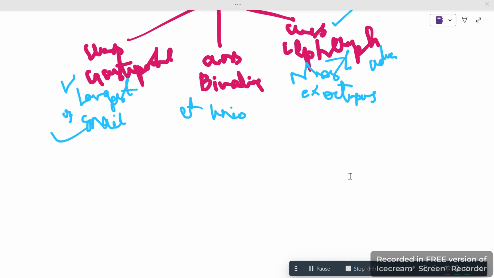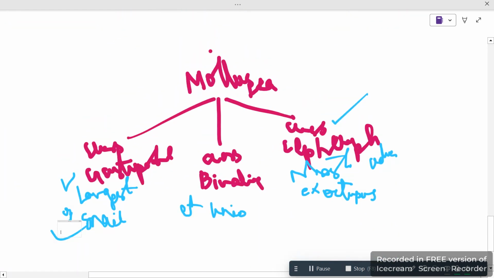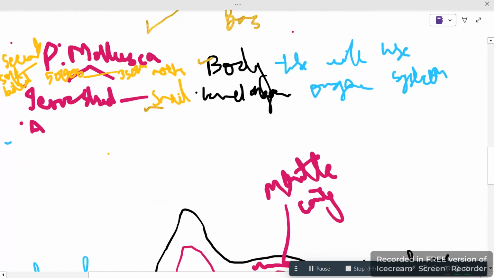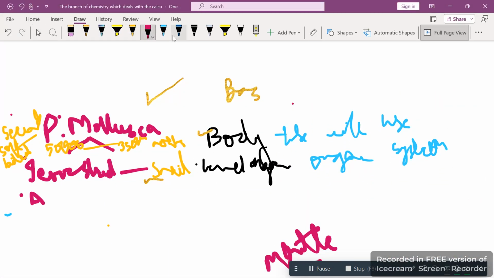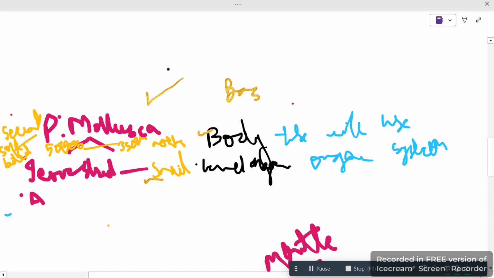So yes, we were discussing phylum Mollusca, and this will be the complete summary of phylum Mollusca we discussed. So let's get started with the very bright color, black. I know that's not bright. Well, phylum Mollusca. This is the second largest phylum.